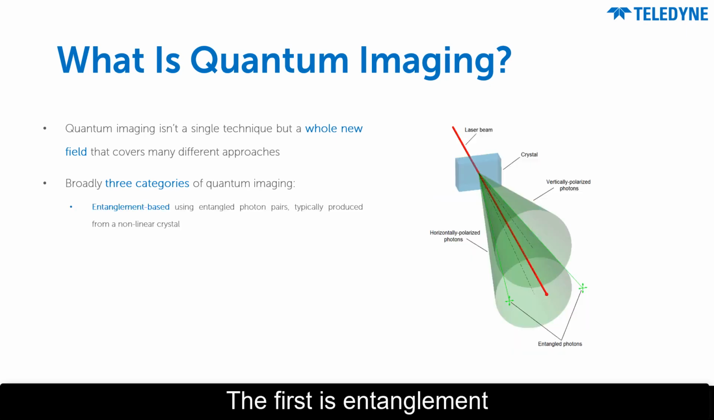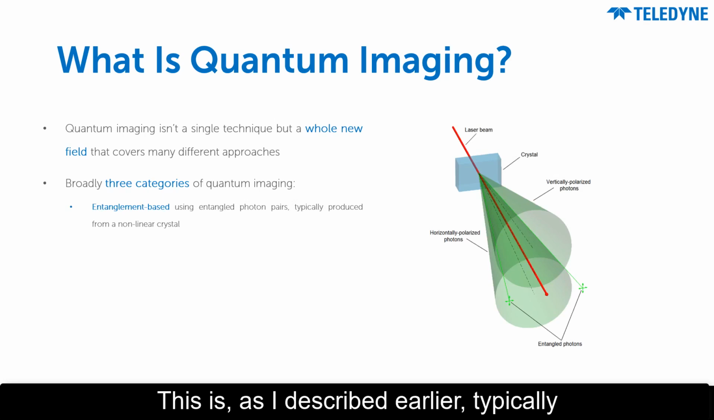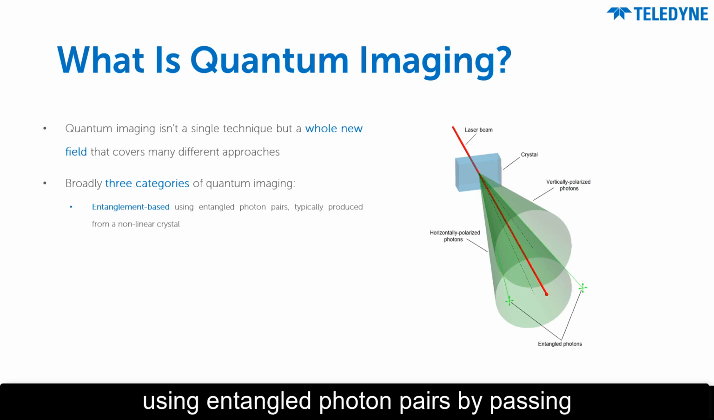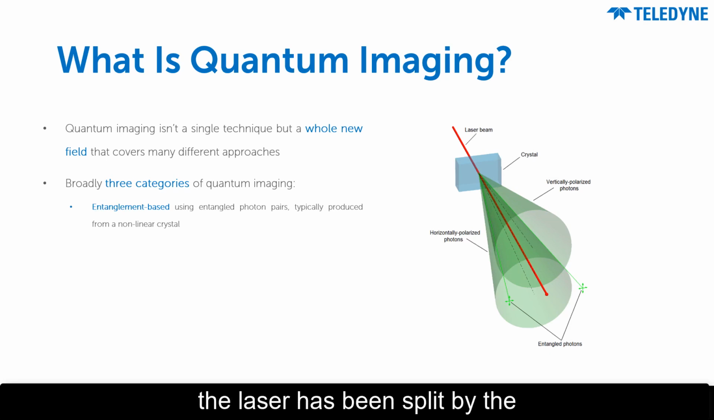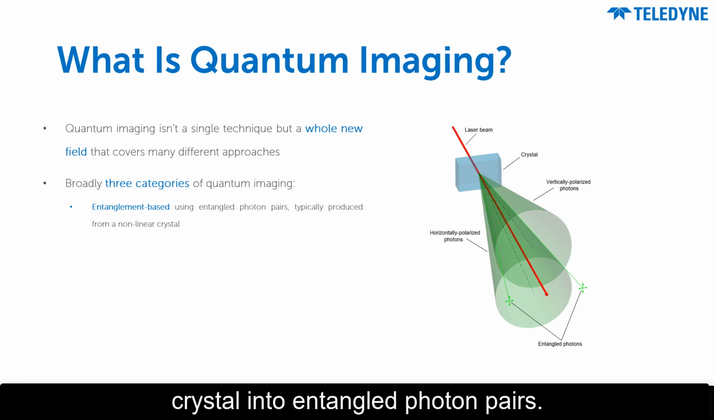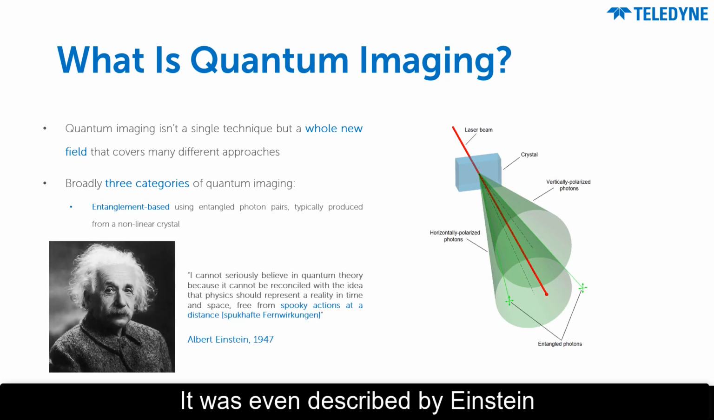The first is entanglement-based quantum imaging. This is, as I described earlier, typically using entangled photon pairs by passing a photon through a nonlinear crystal. You can see from this diagram that the laser has been split by the crystal into entangled photon pairs. This idea has been around for a while. It was even described by Einstein in 1947, where he mentioned that he couldn't seriously believe in quantum theory because of something called spooky actions at a distance.